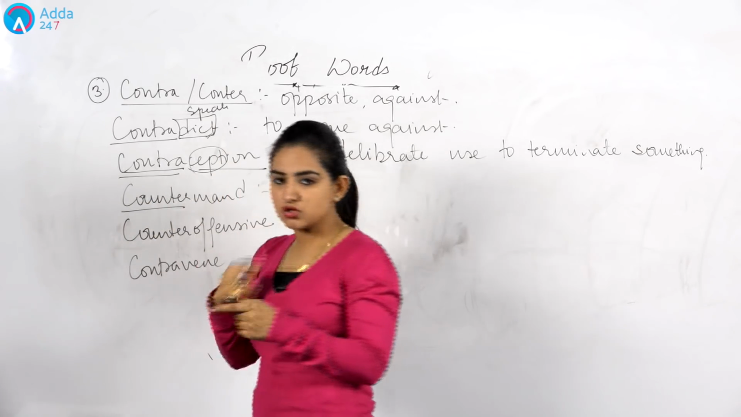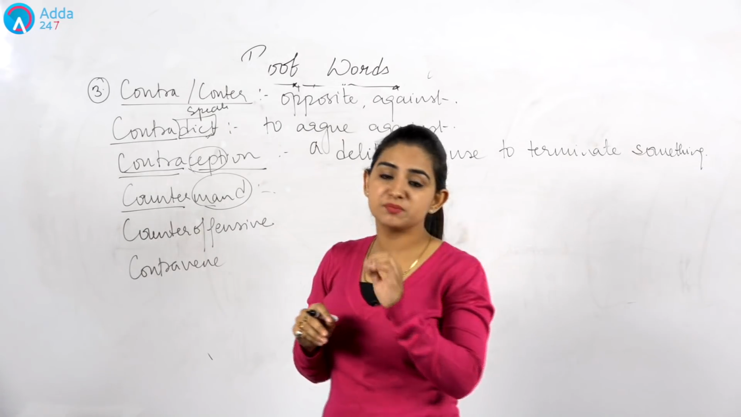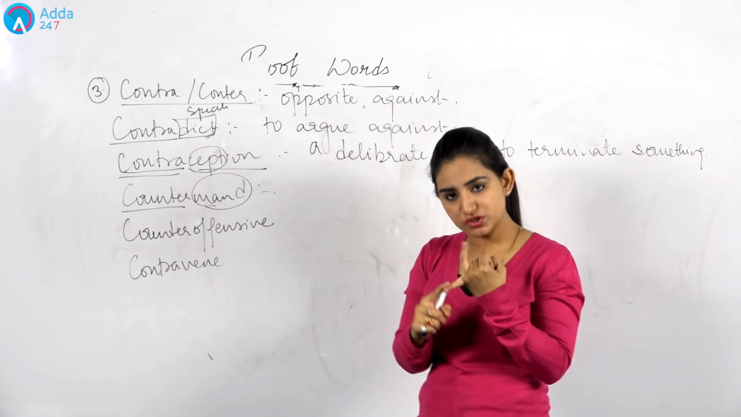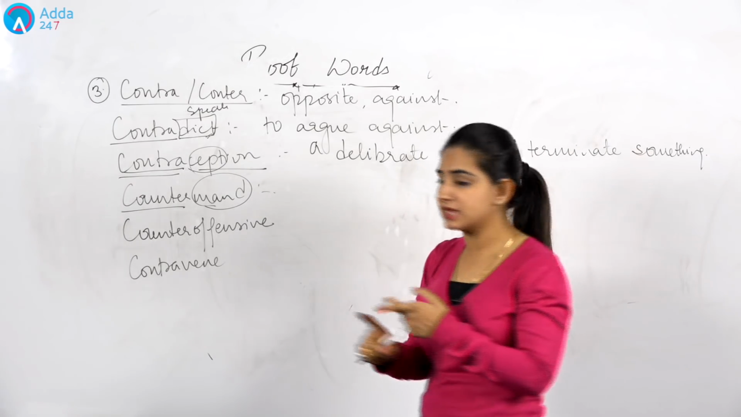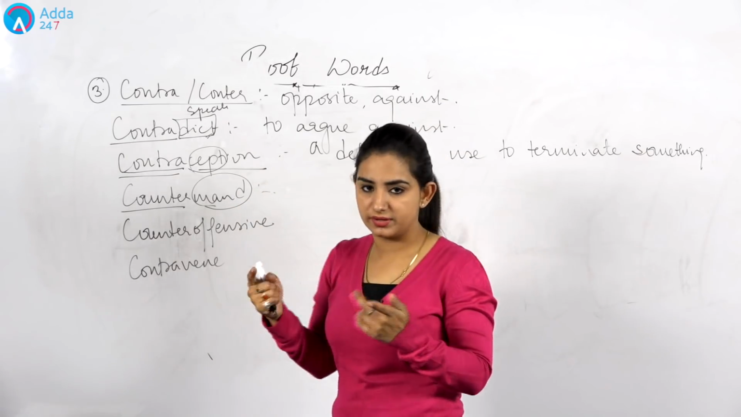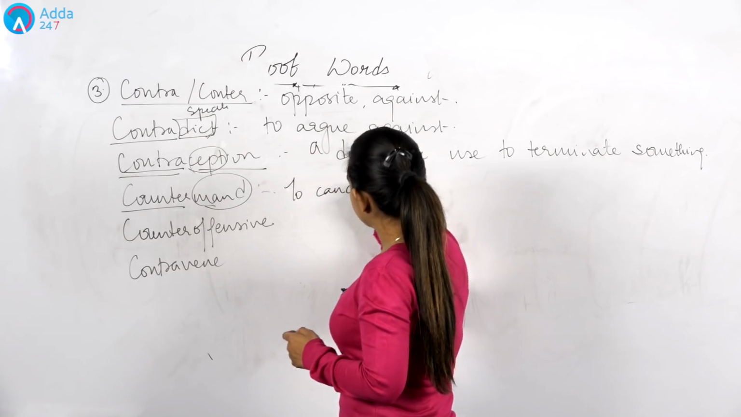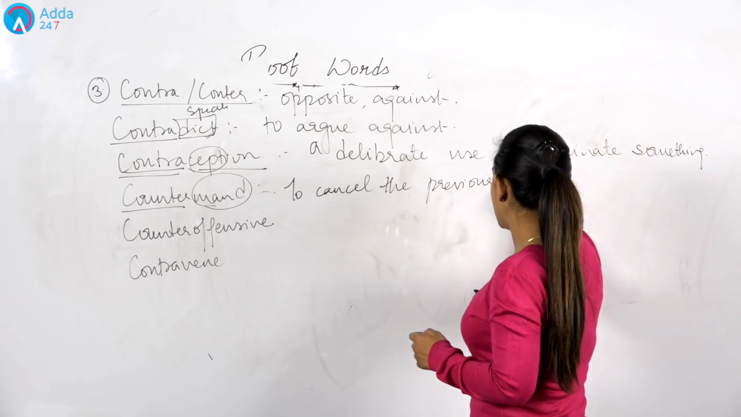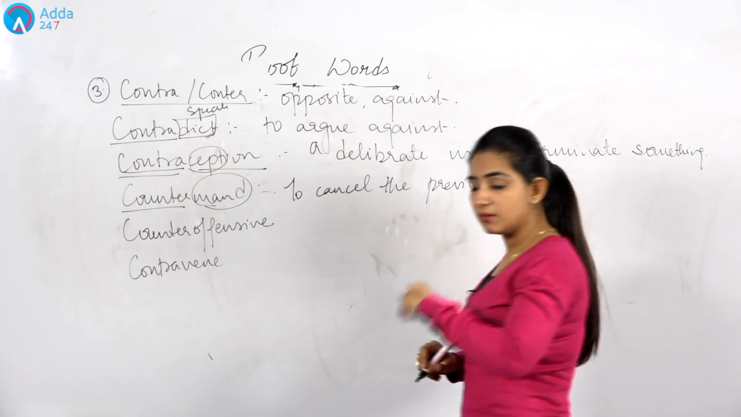Next is countermand. And see, counter means opposite, right? Mand means order. Mand means compulsion. That means mandate is there. Mandate is an official order. Mandatory is there. Command is there. Demand is there. So all of it is related to an order, right? Countermand means to cancel the previous order. The order that you had, if we want to cancel that, that's what we mean by countermand.